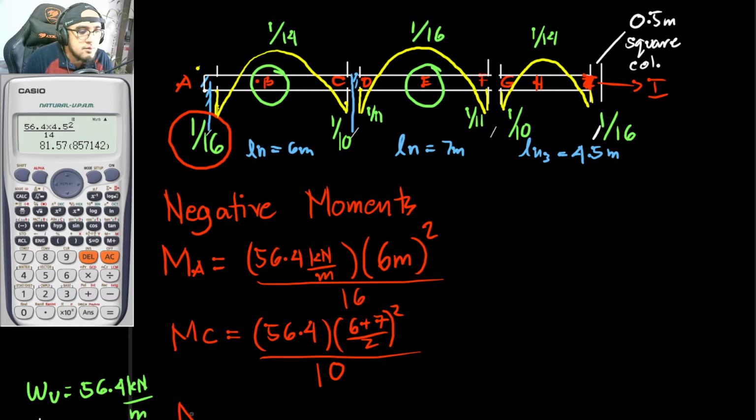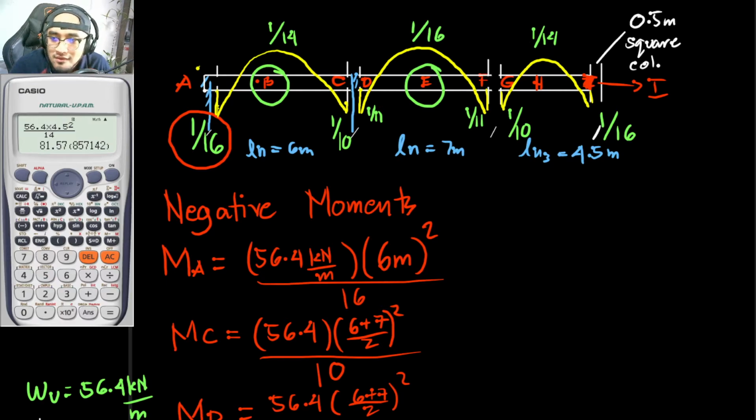Anyway, so moving forward for our MD. So MD is to be this one. So for MD, same old, 56.4 times 6 plus 7 divided by 2 squared divided by 11, kasi 11 nga yung, ang tawag dito, coefficient niya.